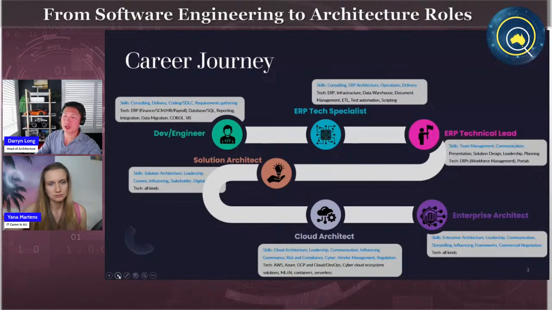And I think if you go to the next one, when I transitioned from the ERP lead into an architecture role, I definitely went and got my TOGAF certification.